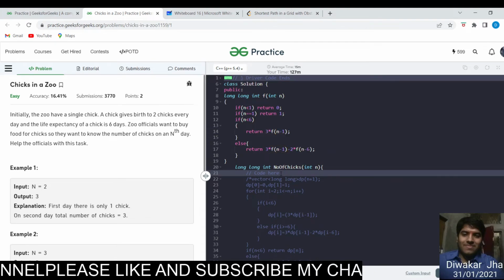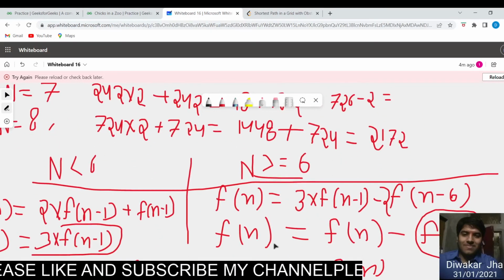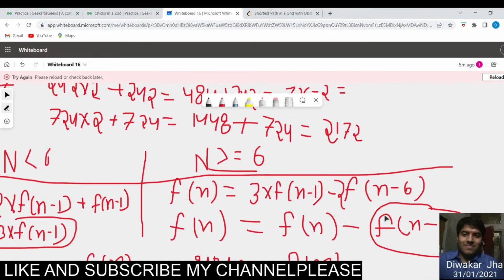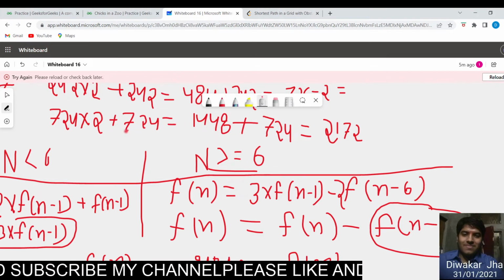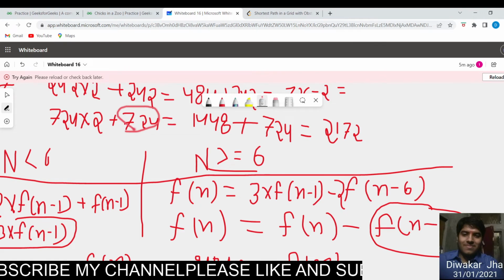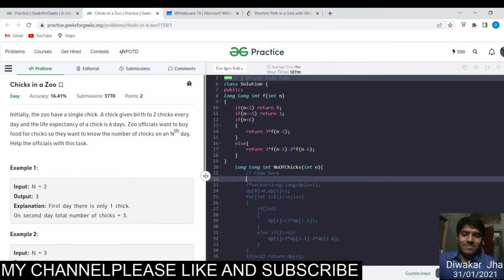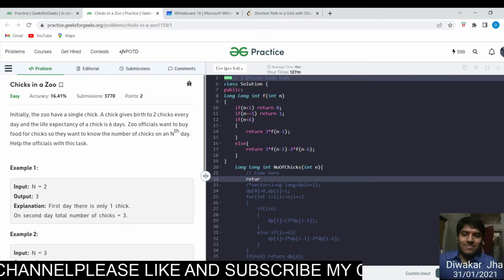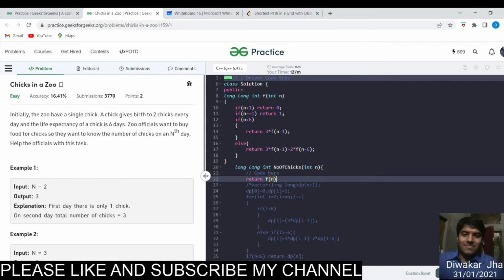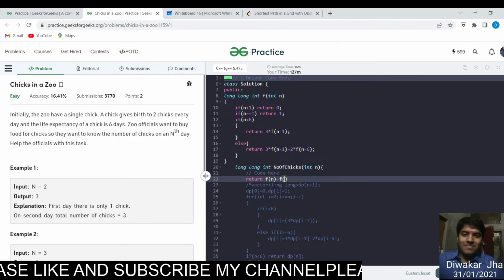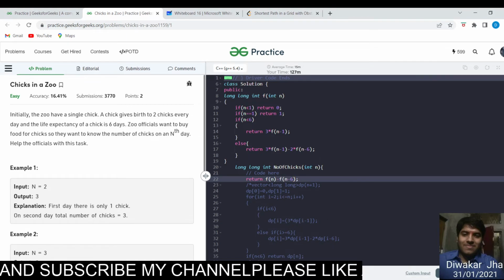And in the end, we simply subtract this value of those who have spent the 6th day of life, because we are adding the remaining part, the previous value multiplied by 2. So we simply return in this form: f(n minus 1) minus f(n minus 6). Okay, so this is working fine.